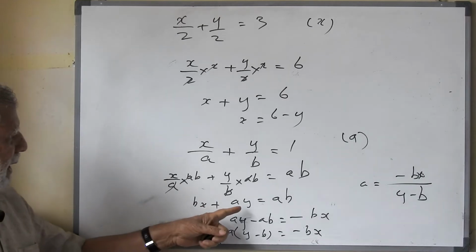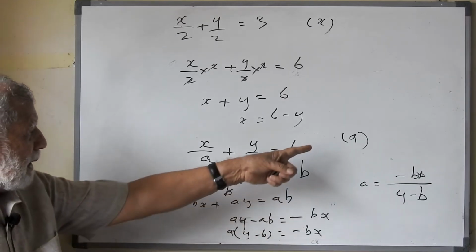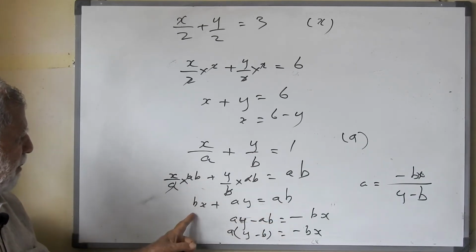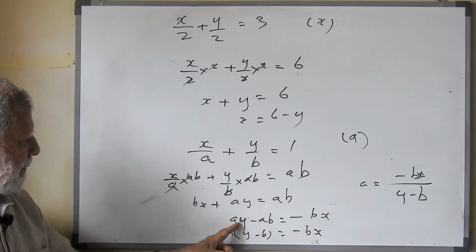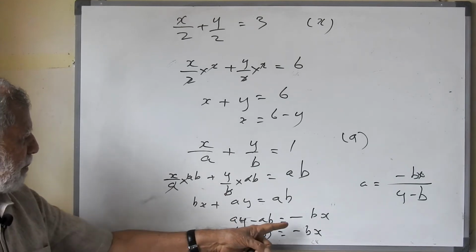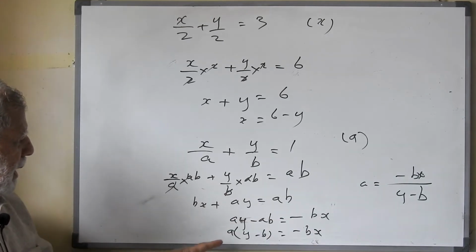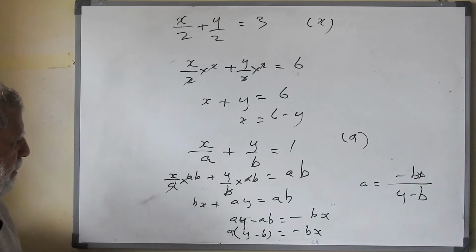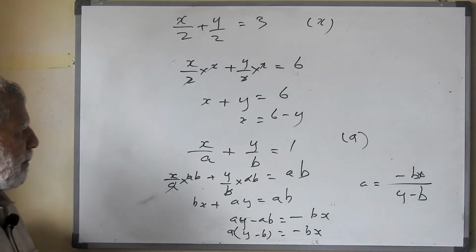Now here we have AB here, AB here. We want A as the subject. So bring the AB also onto this side and bring Bx onto that side. So Ay minus AB is equal to minus Bx. So a common factor take, then (y minus B) is equal to minus Bx, A is equal to minus Bx upon (y minus B).